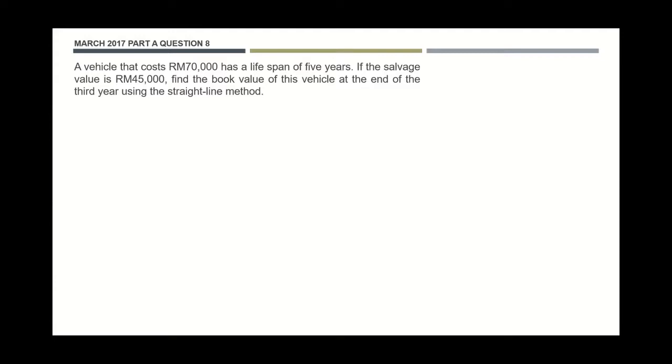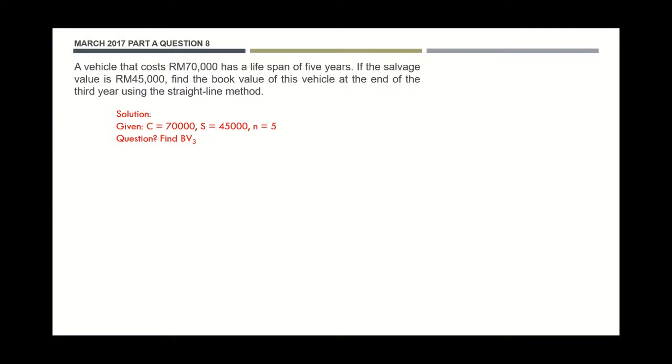So in this question, they give you the cost of the vehicle or the asset, in this case 70,000, and it has a lifespan of 5 years. That means the useful life is 5 years. And also it's given that the scrap value or the salvage value is 45,000. So based on this information given, and to find the book value using the straight line method, first of all we write down the given information.